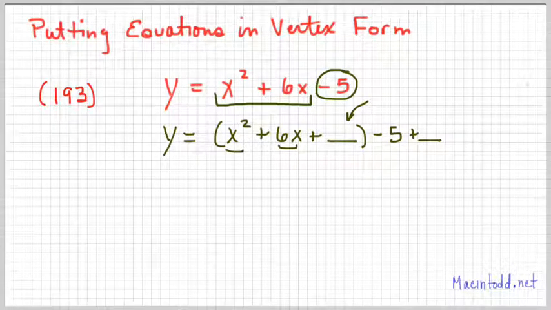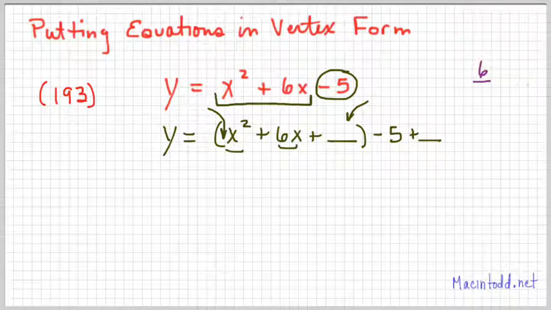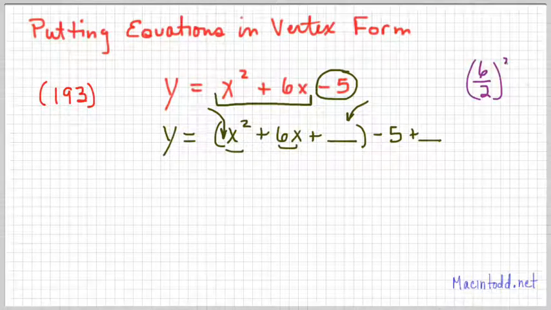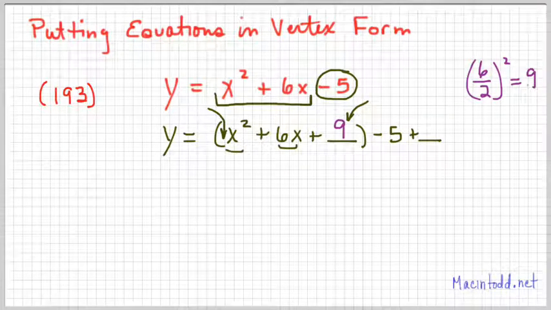I'm going to check now to make sure in front of the x squared I just have a 1, and I do. It's just x squared there. At that point I can run off to the side and take my b value of 6, divide it by 2, and square it. That's 3 squared, so it's 9. So I'm going to add a 9 inside those parentheses. Now I've added 9 to the right hand side of my overall equation, so out here I subtract 9.